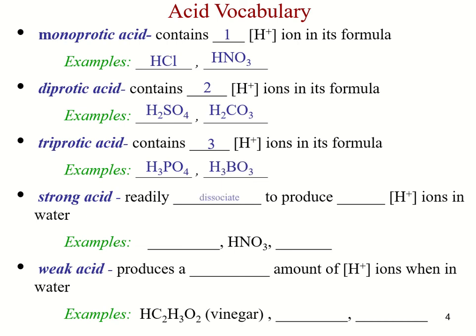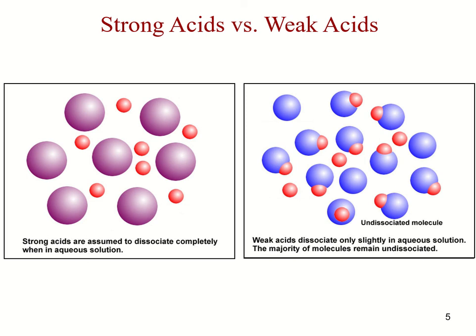A strong acid readily dissociates to produce many hydronium ions in water. Some examples of very strong acids would include hydrochloric acid, nitric acid, and sulfuric acid. A weak acid, on the other hand, only produces a small amount of hydronium ions when in water, so not all the hydronium ions separate out. Vinegar would be an example of a weak acid. Carbonic acid is an example of a weak acid. Lemon juice is another weak acid.